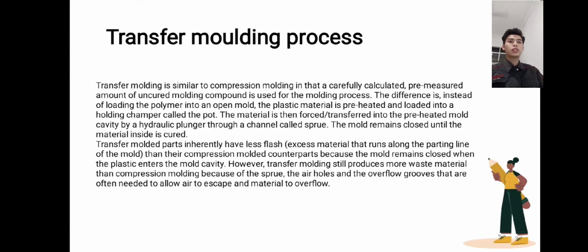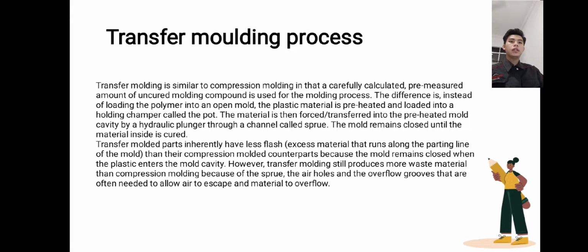Next is the transfer molding process. Transfer molding is similar to compression molding in that a carefully calculated, pre-measured amount of uncured molding compound is used for the molding process. The difference is that instead of loading the polymer into an open mold, the plastic material is preheated and loaded into a holding chamber called the pot. The material is then forced or transferred into the preheated mold cavity by a hydraulic plunger through a channel called the sprue. The mold remains closed until the material inside has cured.